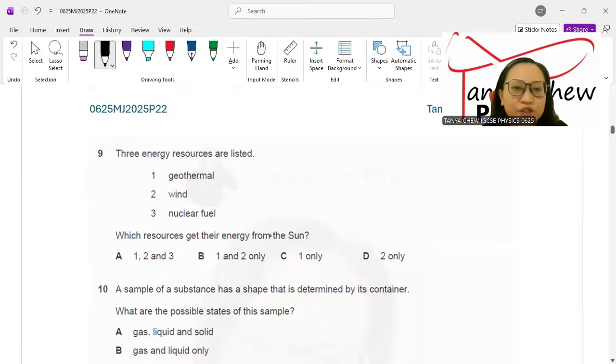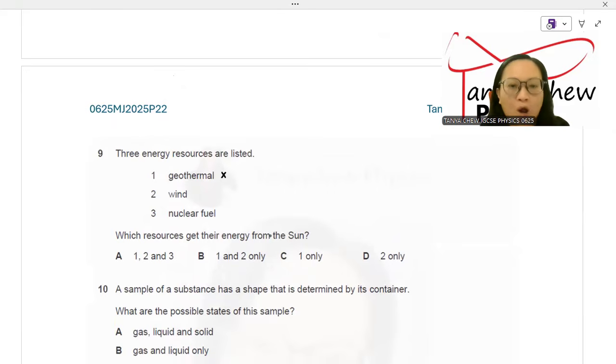Number 9, three energy resources are listed: geothermal, wind, nuclear fuel. Which resources get their energy from the sun? Geothermal is not from the sun. Why? Geothermal is the energy from the inner core of the earth. It does not get its energy from the sun. Nuclear fuel is actually from the process of fission of uranium, the splitting of a large nucleus into fragments while giving out a large amount of energy. So that is why the only answer is wind.